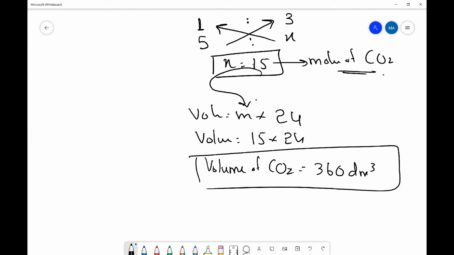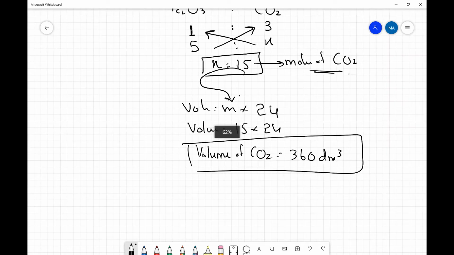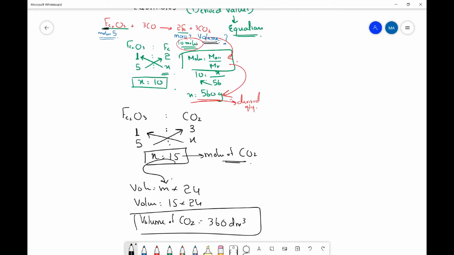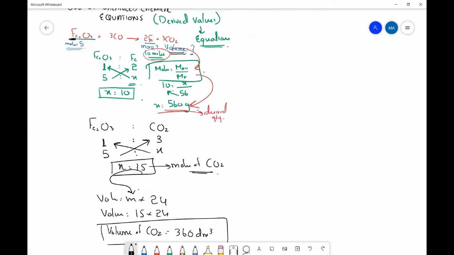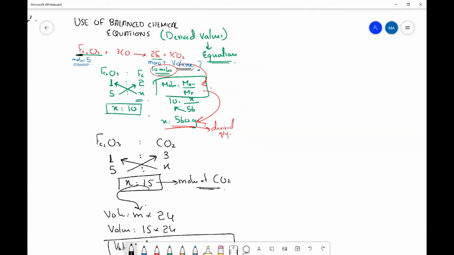I hope you're clear now. Yeah, see how we've used multiple quantities through just one equation. And you just knew one physical quantity, that was the moles of Fe2O3. By using just one data available, we figured out the mass, we figured out the moles of Fe, we figured out the moles of carbon dioxide, the volume of carbon dioxide. See how you can use just one equation to figure out so many unknown things. This is why we say that in chemistry, balanced chemical equations can give you a lot of valuable information. And this is very important.